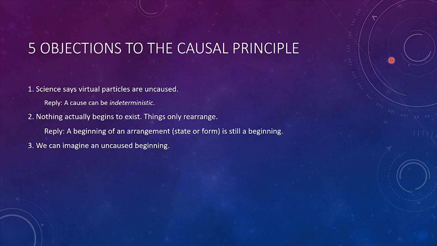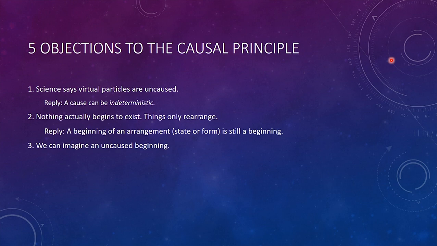Now, there are different things one could say in response to this. For example, one response is to say that the causal principle doesn't have to be necessarily true. So maybe something can begin to exist uncaused. But in our world, there's a kind of causal order and nothing actually begins to exist uncaused.